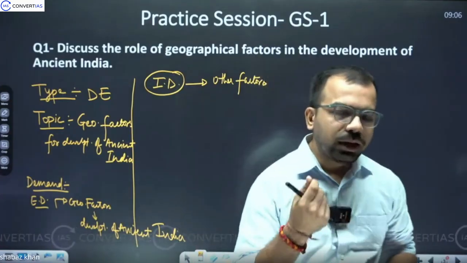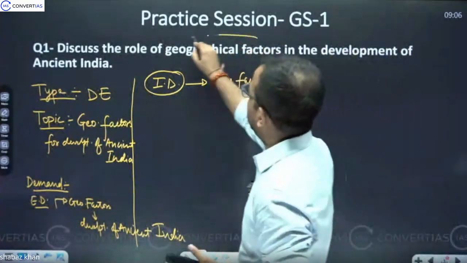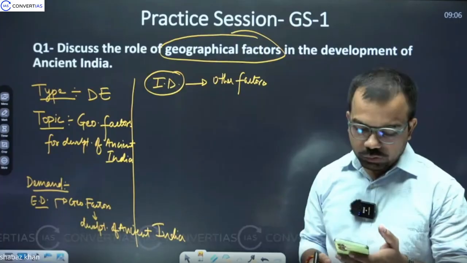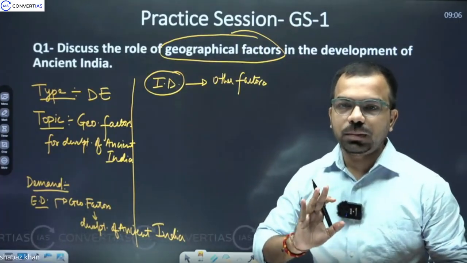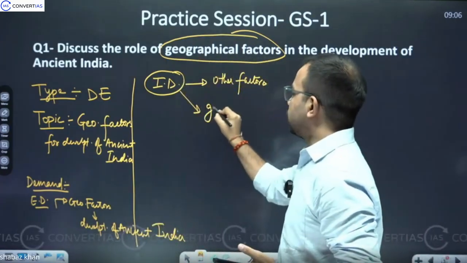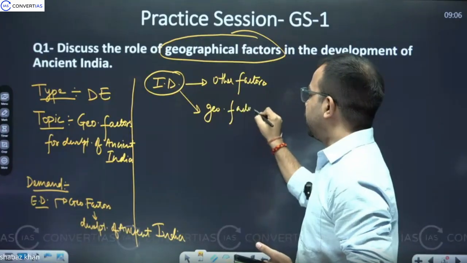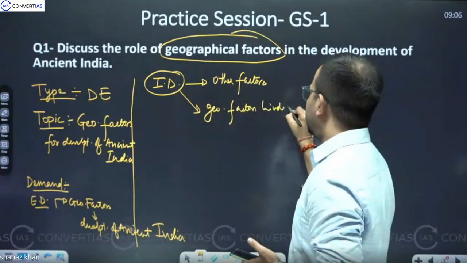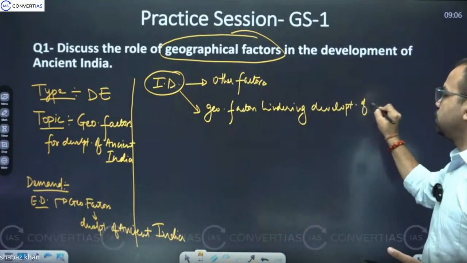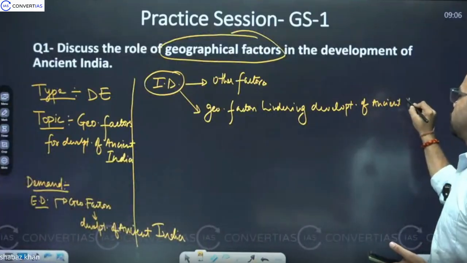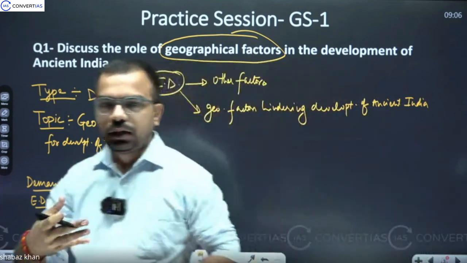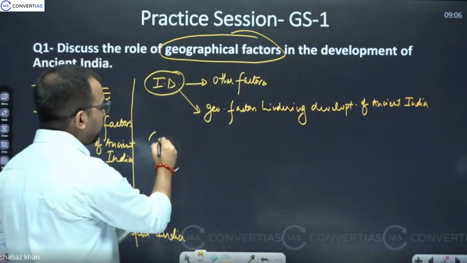Can there be another kind of implicit demand where geographical factors are hindering the development of ancient India? Can this also be the demand? Yes. So, geographical factors hindering the development of ancient India. Right? So, this is the entire decoding of the body part.